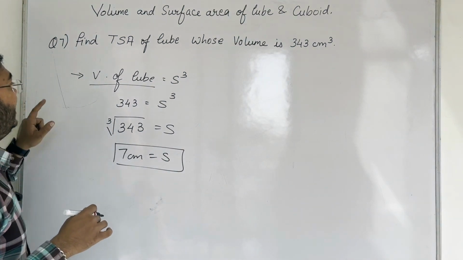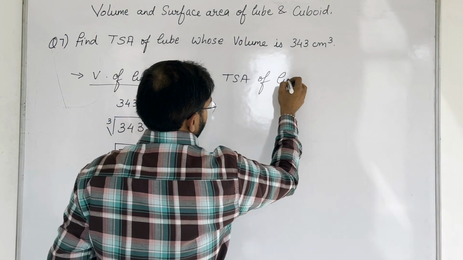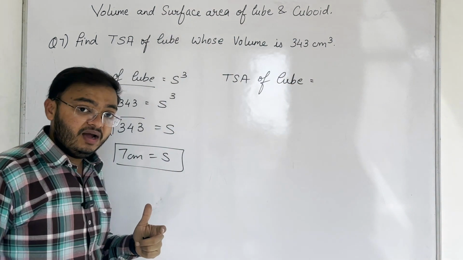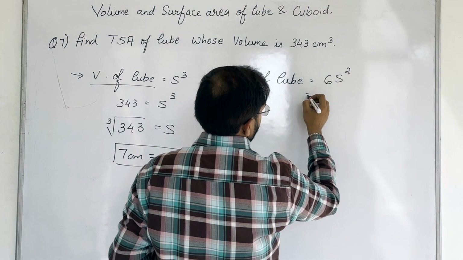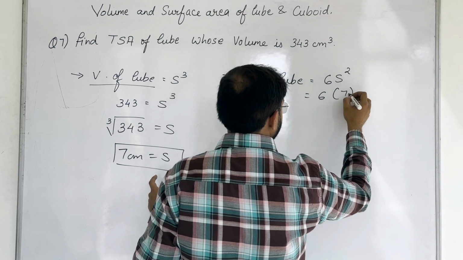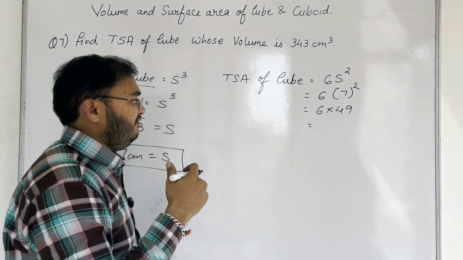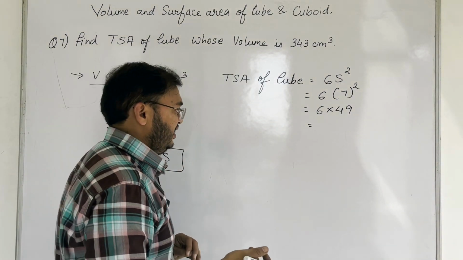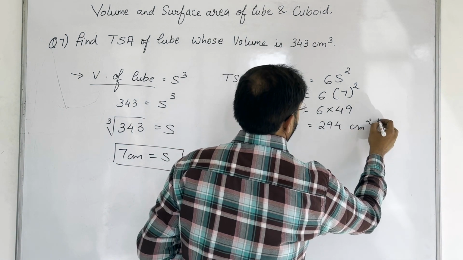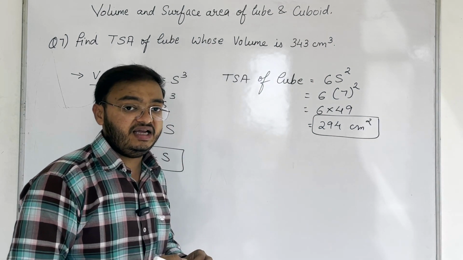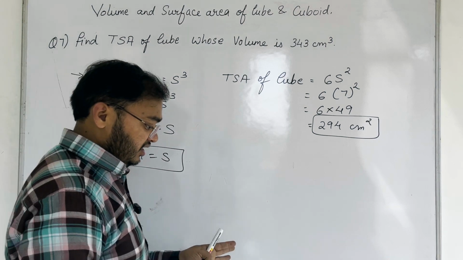Now once I know the side, I can easily find the TSA. That means TSA of cube, total surface area of cube. And cube is having 6 faces. So 6 into side square. 6 as it is, side is 7, 7 square. That means 6 into 49. So we know that 6 4s are 24 and 6 9s are 54. That means 294 centimeter square is the total surface area of cube. I hope that this question is clear to you.